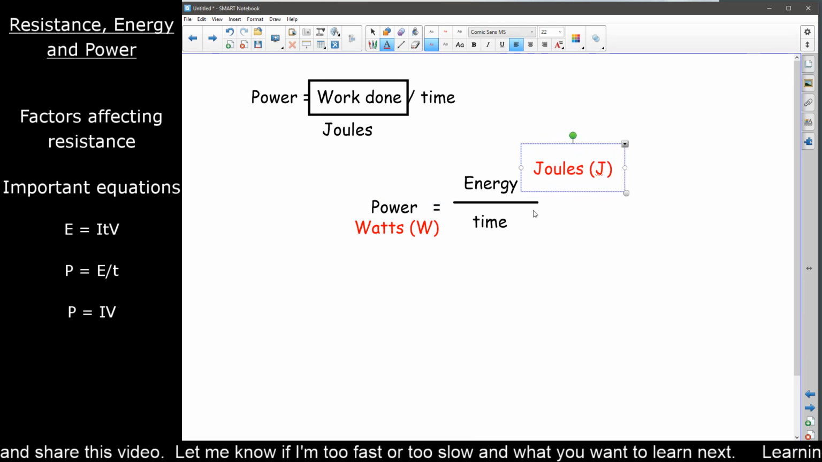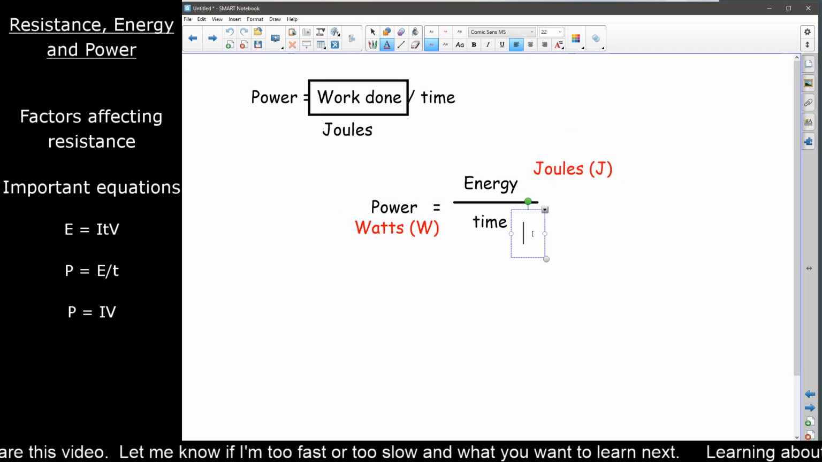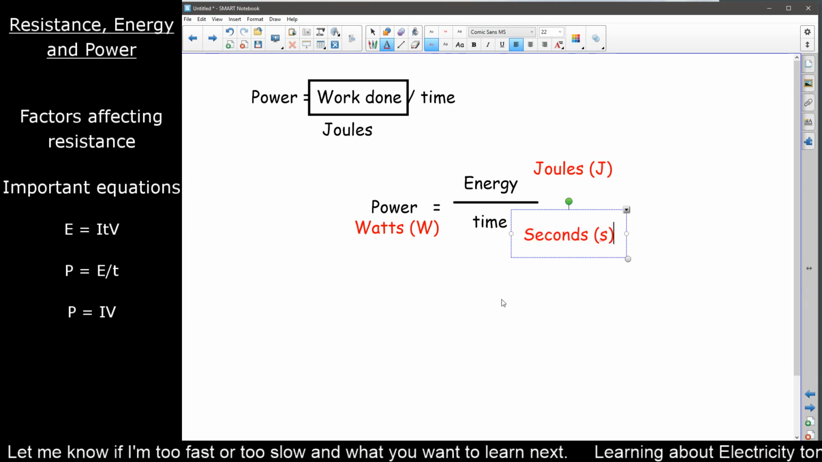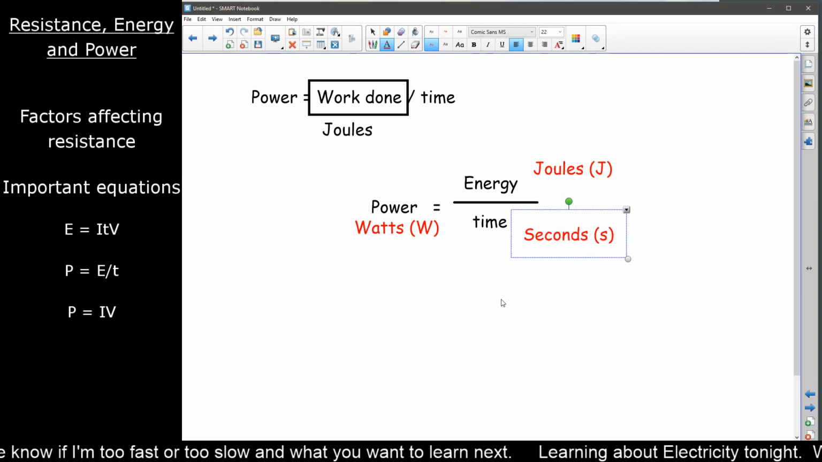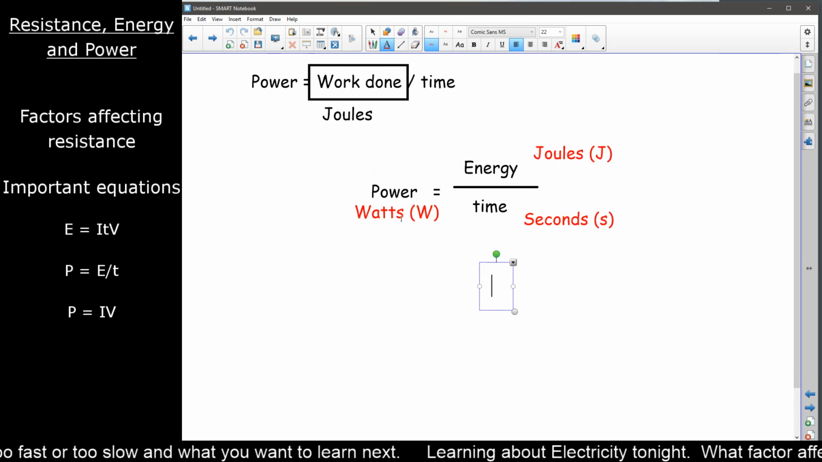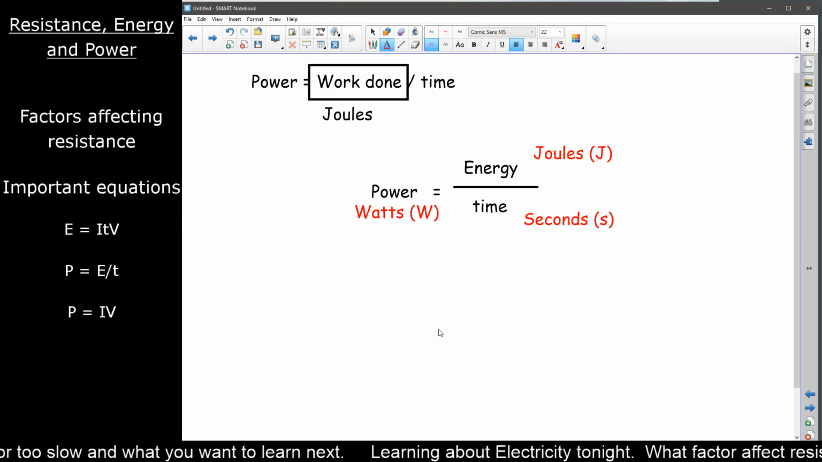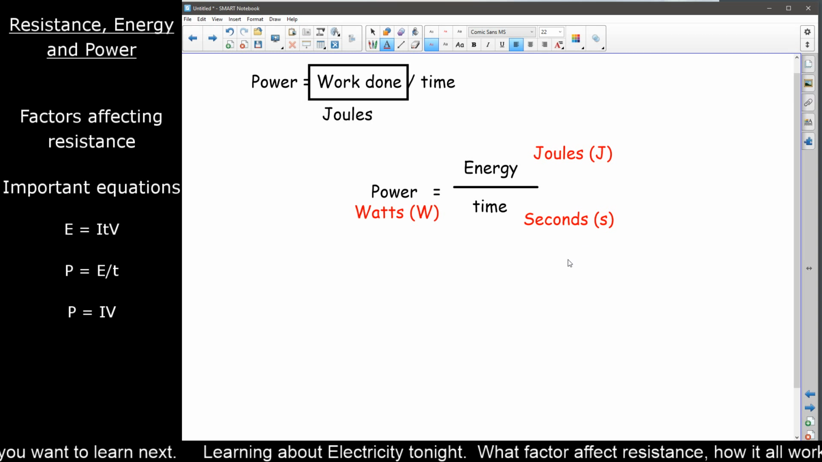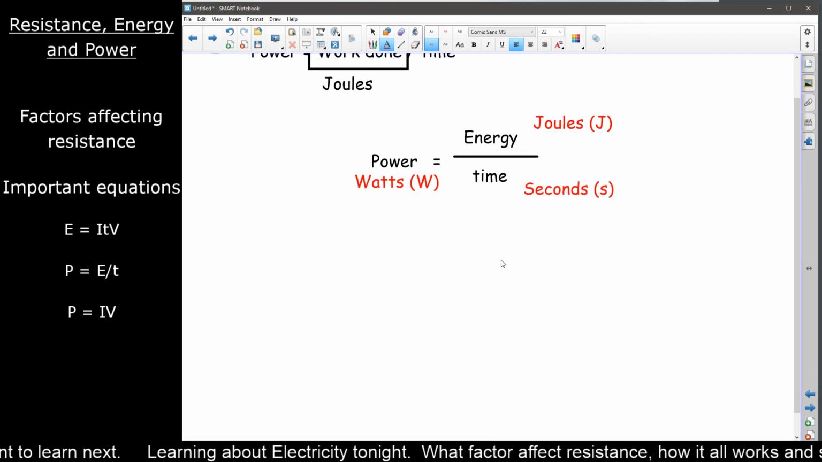And your time should be measured in seconds. Yes. And there's only one exception to this, and we'll come to that in about a month's time, which is when you're doing domestic electricity, because the watt's quite a small unit, and we need something a bit bigger. But we'll deal with that when the time comes. All right. So let's work out what the power is.